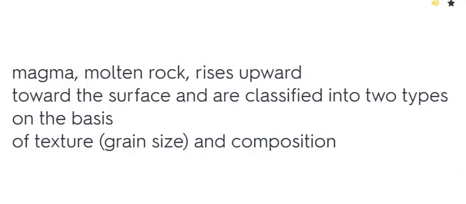Igneous rocks. Magma, molten rock, rises upward toward the surface and is classified into two types on the basis of texture and composition.